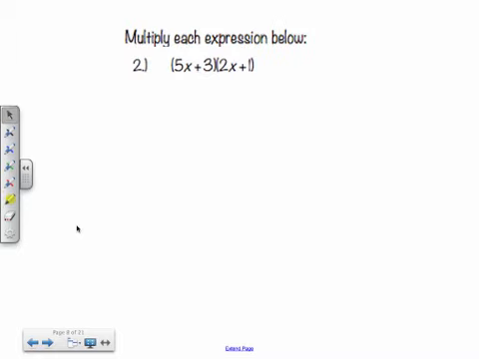Okay, now that we've done the first example using the box method, I'd like you to use the distributive property for the second example, please. So go ahead and figure out what your answer will be, and then again compare your answer with mine and see how you did. Please press pause, and then when you're ready to go, press play again.